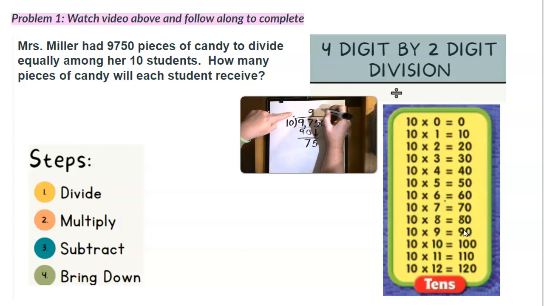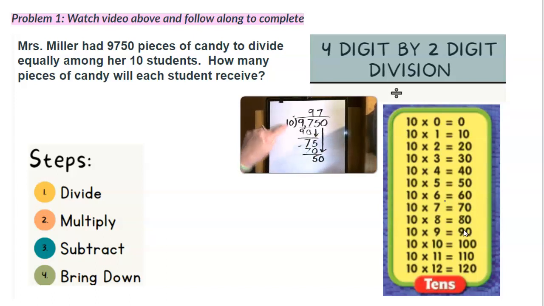10 times 7 is pretty close to 75. If I use 10 times 8, that would be 80, and that's too much. It wouldn't work. So 7 times 10 is 70. Subtract. Bring down the 0.